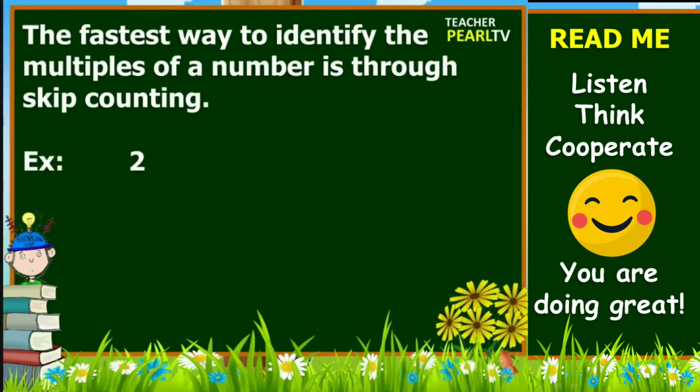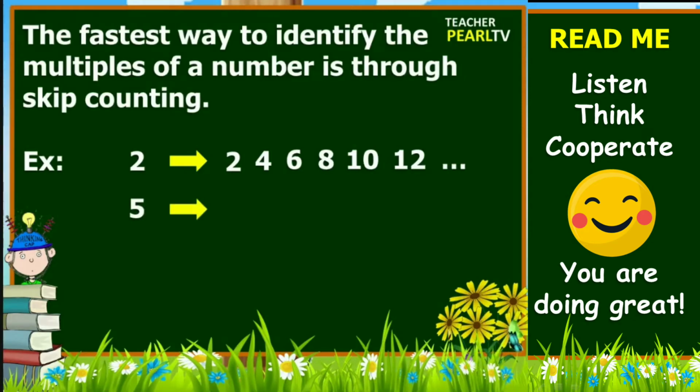Example. Let us get the multiples of 2 by skip counting. Let us start. 2, 4, 6, 8, 10, 12, so on and so forth. Next, 5. Let us get the multiples of 5 by skip counting. 5, 10, 15, 20, 25, so on and so forth.